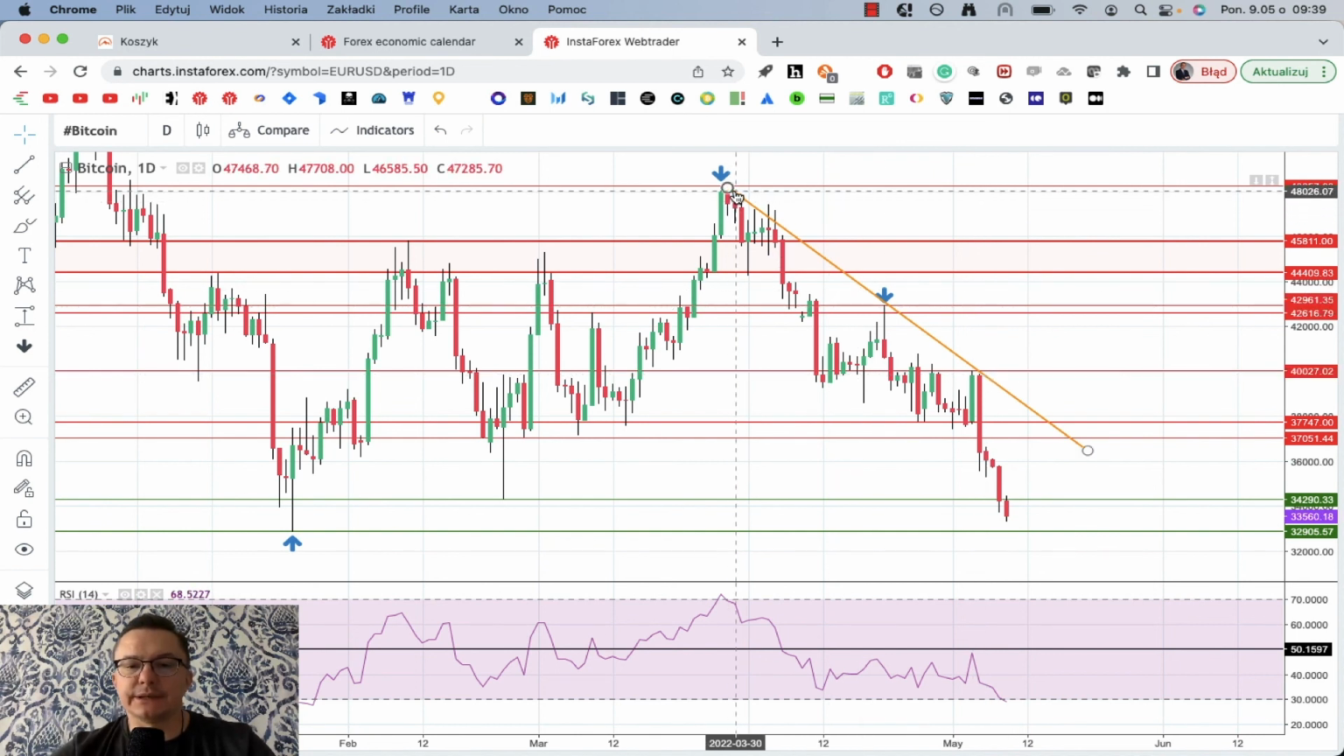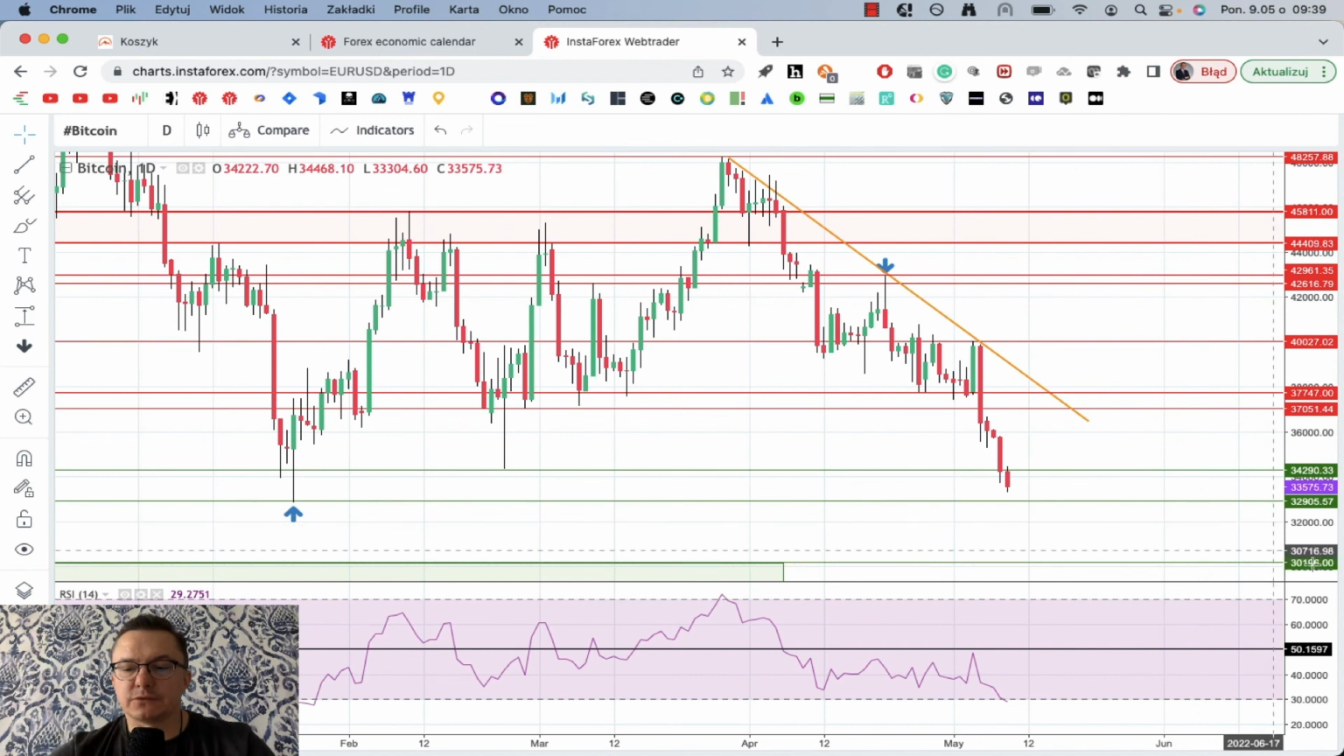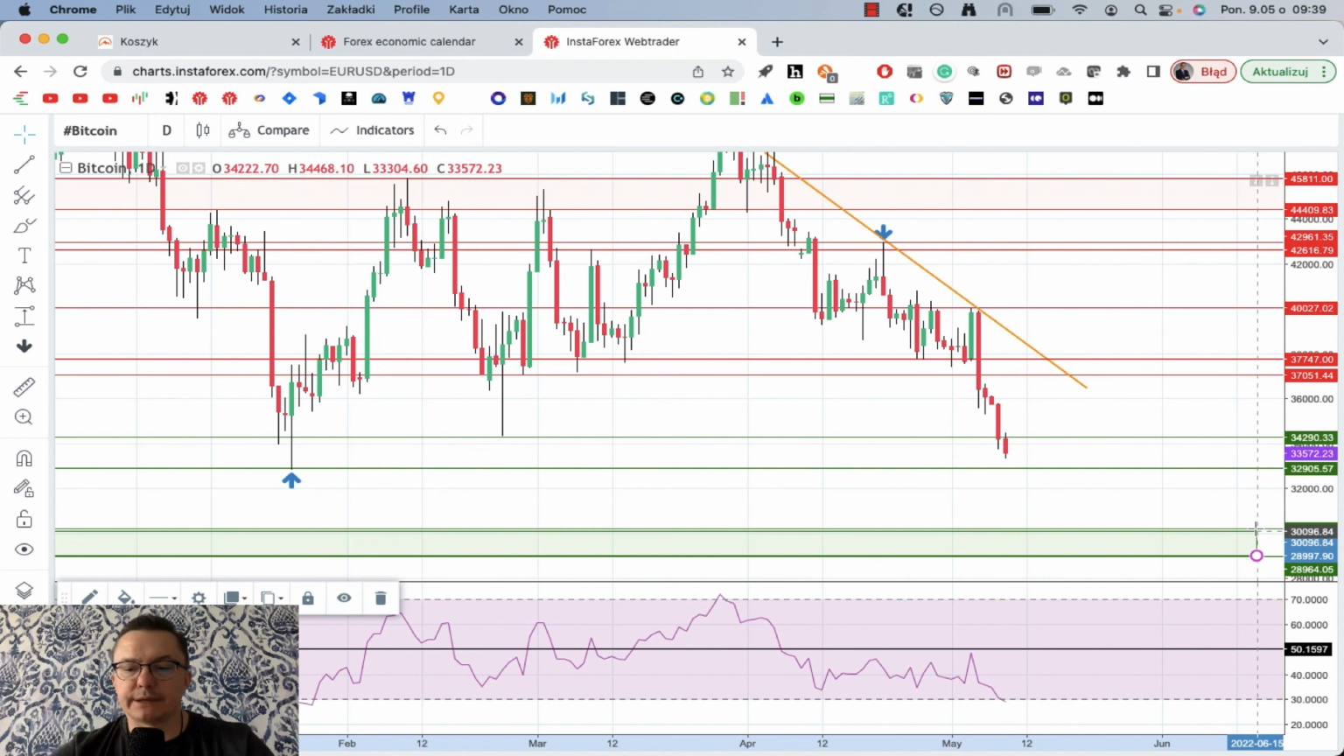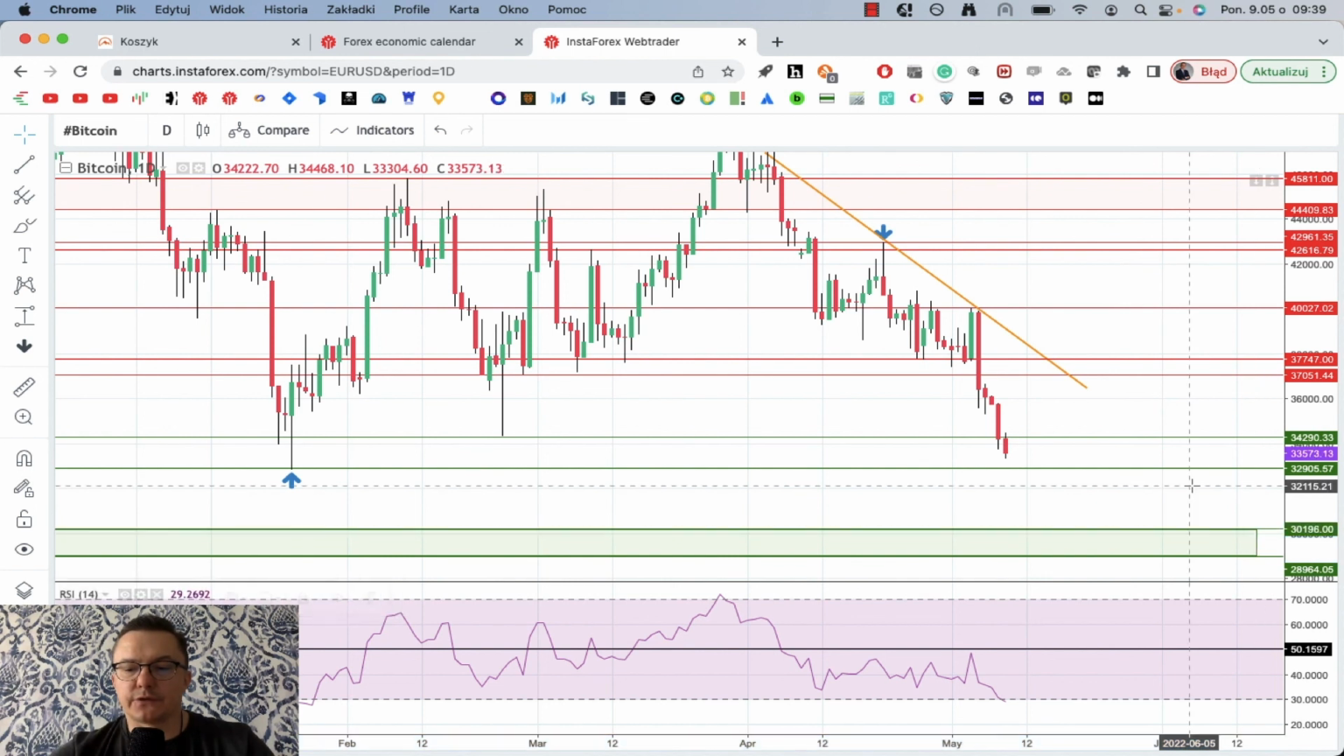And the last thing is that this decline looks very much impulsive, which is even worse for bulls, because it means that this wave might continue lower below 32,902 with the target of 30,196, which is the next demand zone, the big key demand zone for the Bitcoin market.